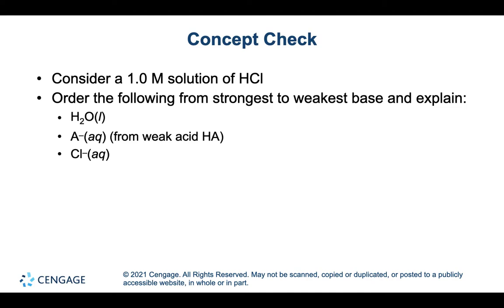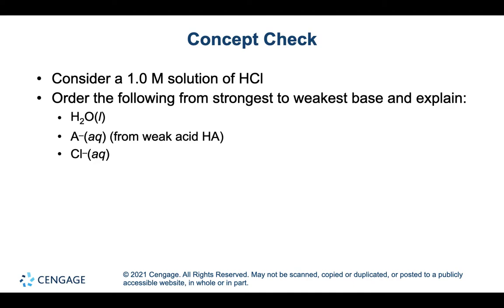Let's look at a 1 molar solution of HCl. We have water in there. We have Cl minus in there. And let's compare to A minus, the ion from some generic weak acid, HA. Let's order our bases from strong to weak.